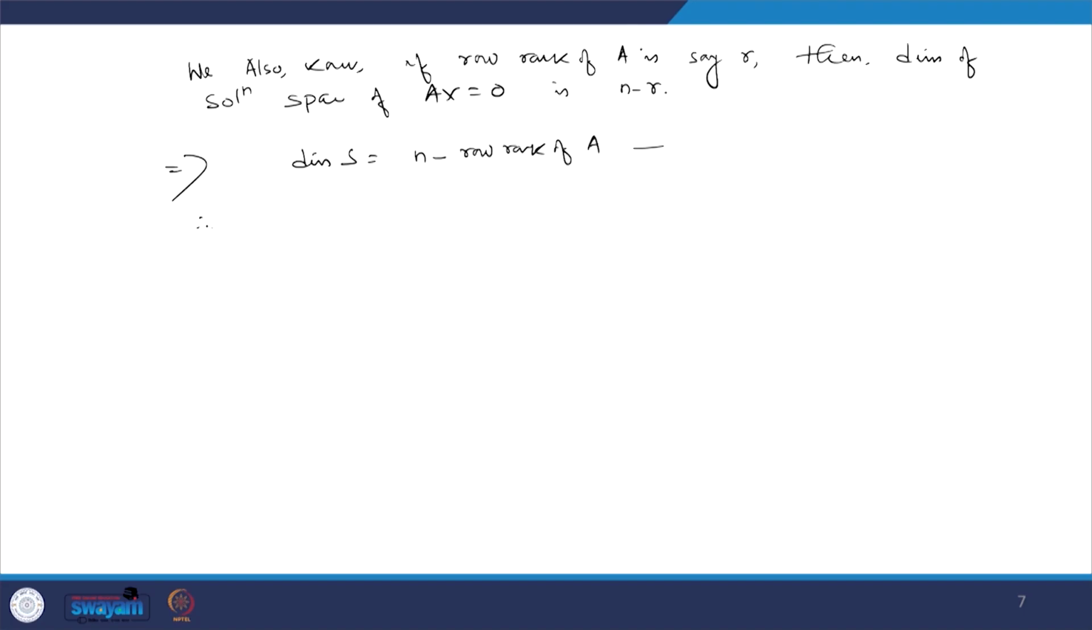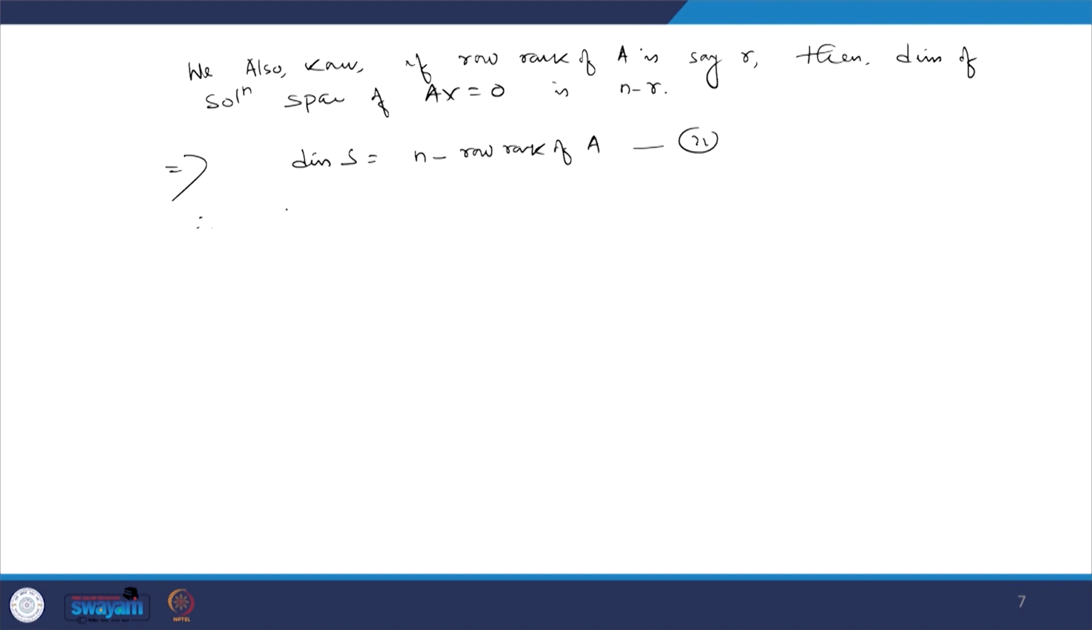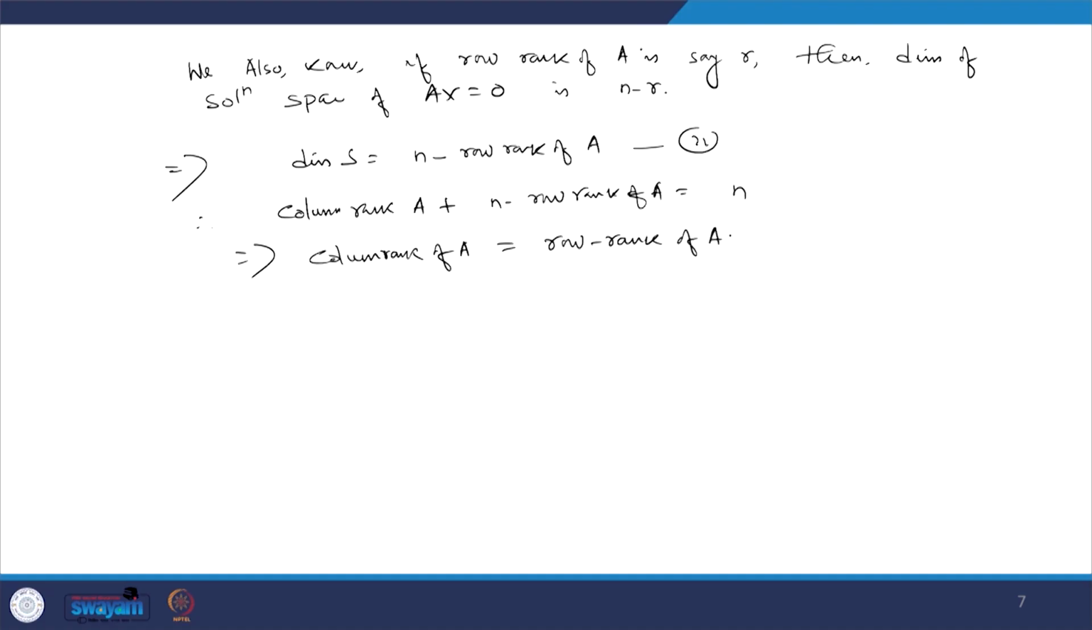So, if I substitute this one, which is my equation 2, in the previous equation, which is 1, we have column rank of A plus n minus row rank of A equal to n. So, this implies that column rank of A equal to row rank of A. So, this is a very interesting result for an m cross n matrix defined over a field capital F. The row rank of the matrix is equal to the column rank of the matrix also. So, we have seen that for a given m cross n matrix, the column rank equals the row rank, please.